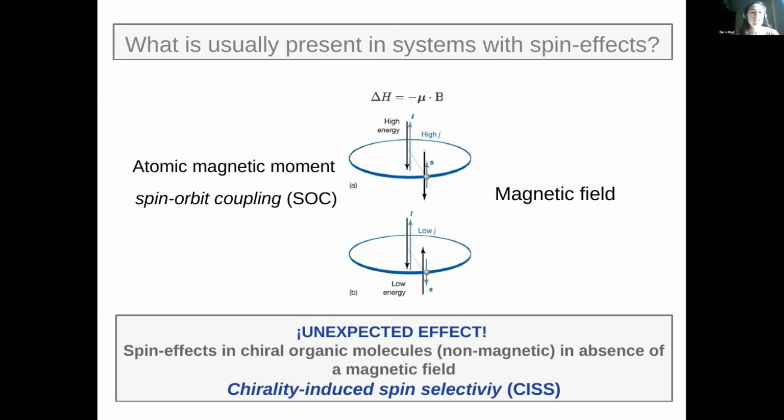So just to start, let's think what is usually present in systems with spin effects. Usually for having spin effects, we have atomic magnetic moments in the systems that give rise to spin-orbit couplings, and also a magnetic field is present. Well, as you have seen already in this chirality-induced spin selectivity effect, none of these ingredients is present. So it was a very unexpected and surprising effect because it occurs in chiral organic molecules that are non-magnetic, and it occurs in absence of a magnetic field.